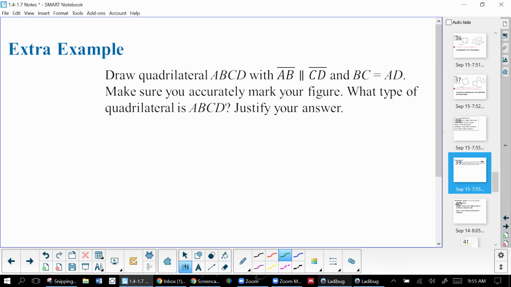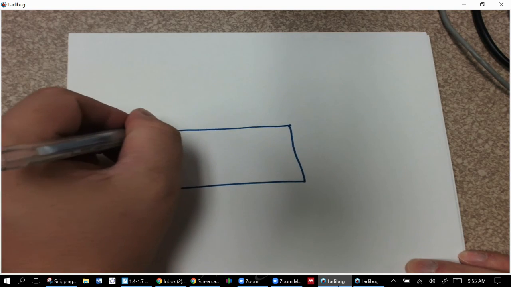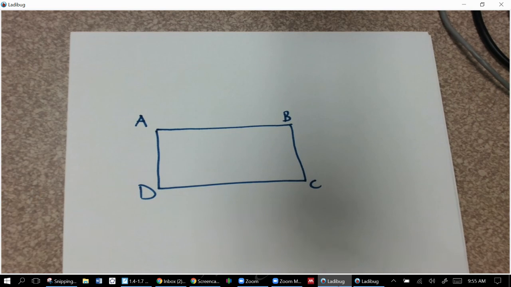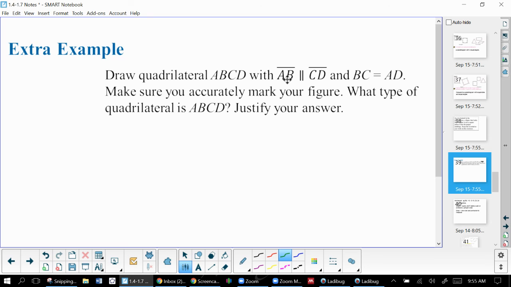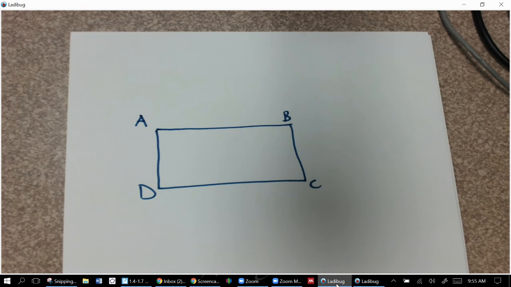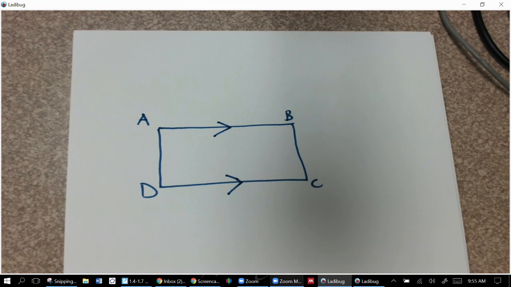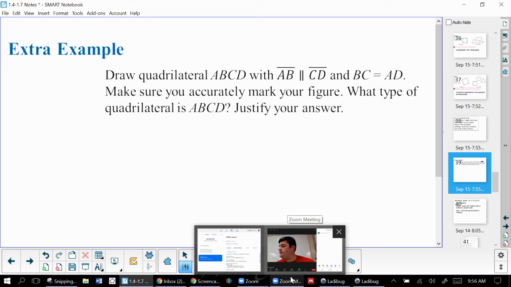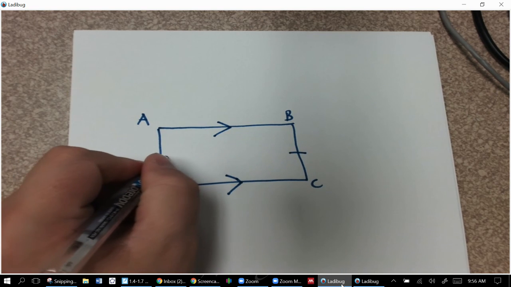Okay, let's take a look at what we've got. We've got quadrilateral ABCD. I'm going to draw it like this. I don't think it's a rectangle, but you never know. A, B, C, D. Okay, taking a look back real quick here. We've got to mark AB is parallel to CD. Okay. And we've got to mark that BC is equal to AD. So BC is equal to AD.